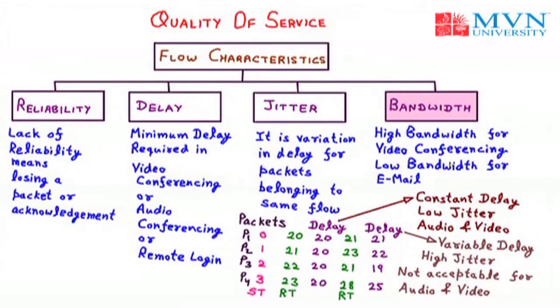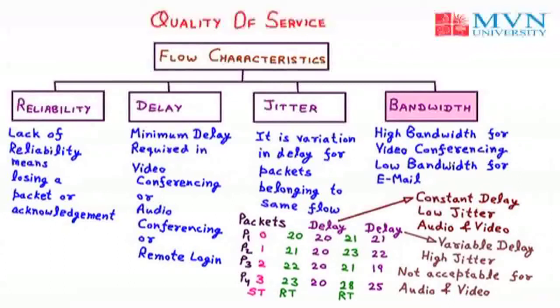Because in the email we are having the low data. We have to send only the text file or maybe the small pictures. So in that case the bandwidth, that is the speed of the data connection, is very less. So the low bandwidth is required. If I'm talking about the video conferencing, we have to send the synchronized data, video and the audio. In that case, what we need? The high data rate, high connection, that means high speed. That is all about the high bandwidth. So bandwidth is the most important flow characteristic of quality of service.